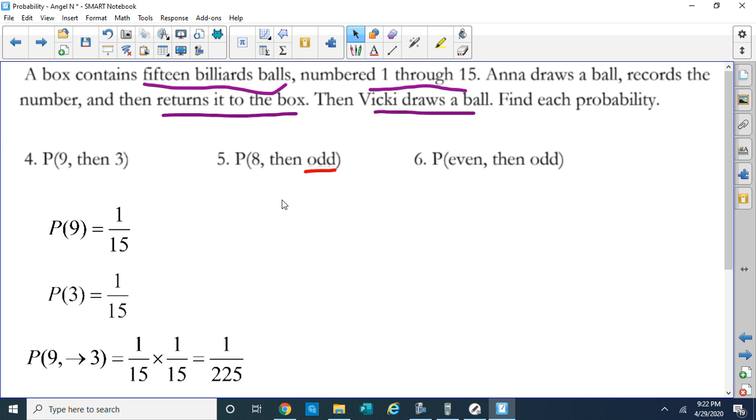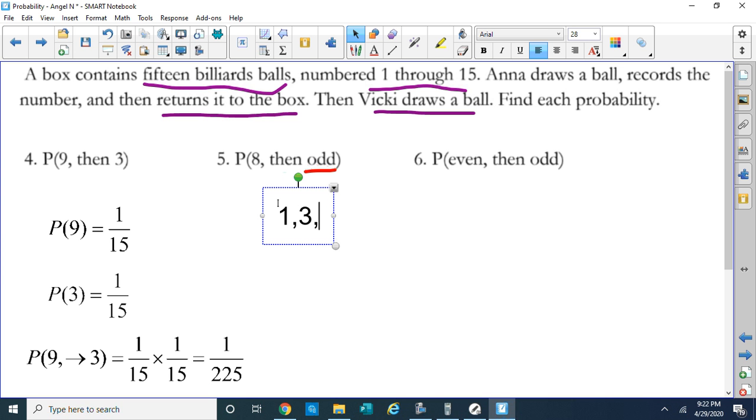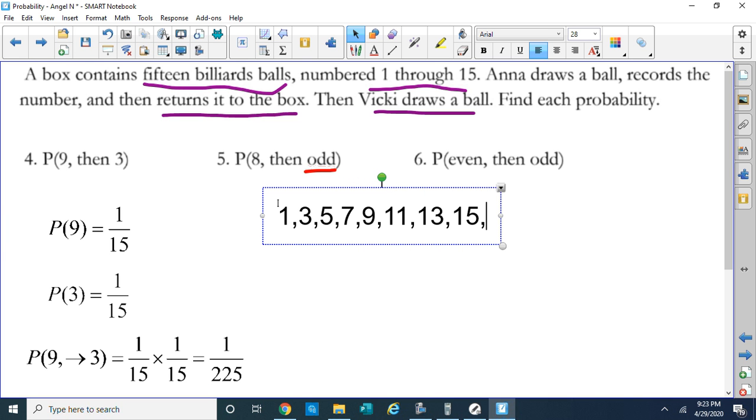1 through 15 are the numbers of the billiard balls there are. Odd means it can't be divided by 2 without getting a remainder. So 1 would be an odd number. 3 would be the next odd number. 5 would be an odd number. 7, 9, 11, 13, and 15 would be odd numbers.